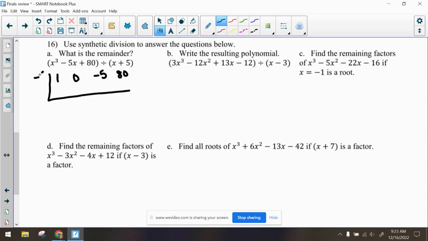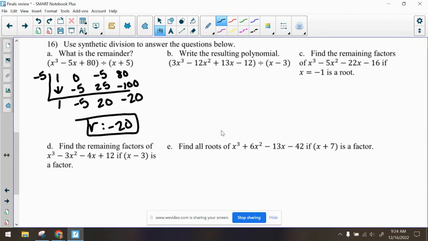Factors flip, so -5 goes on the outside, and then I can divide. I bring down that first number, and then I switch back and forth between multiplication and addition until I get to the very end. So this one, my remainder is -20.